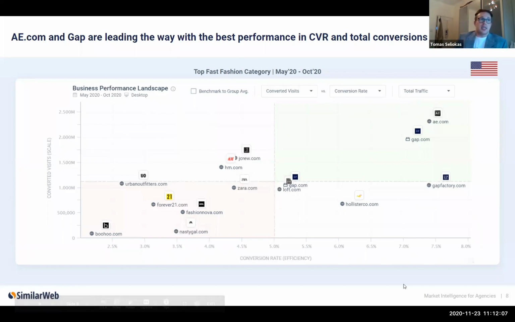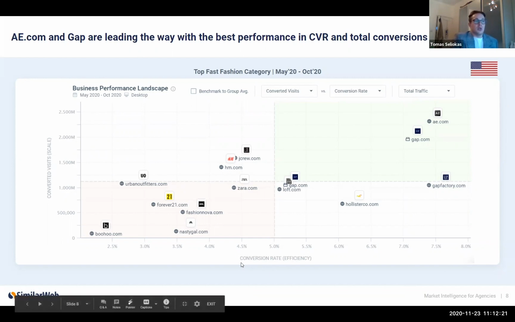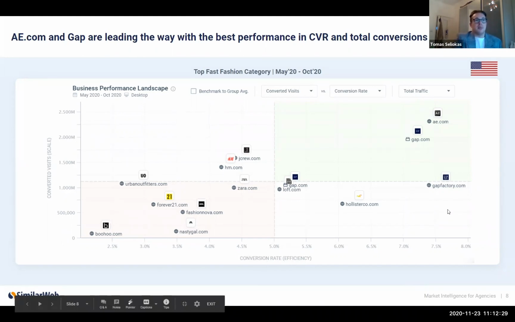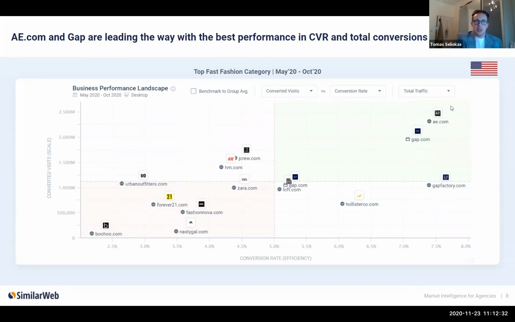Now in the next slide, we can actually see the overall picture of an industry in one graph. So this is something we provide so that you can visualize the performance a lot better. So here we look at two scales. First of all is conversion rate, which is the efficiency of the website. And on the right side are the best converting websites. And we can see here, the leader in total conversions is also the leader in the efficiency of the website. So we see American Eagle, one of the big parts of why it's performing so well in converted visits is because it's best performing in conversion rate.